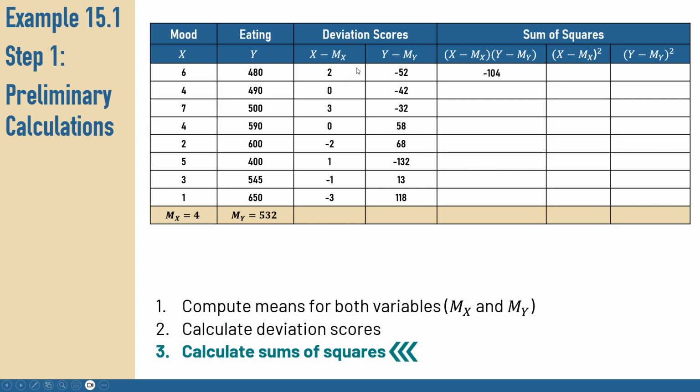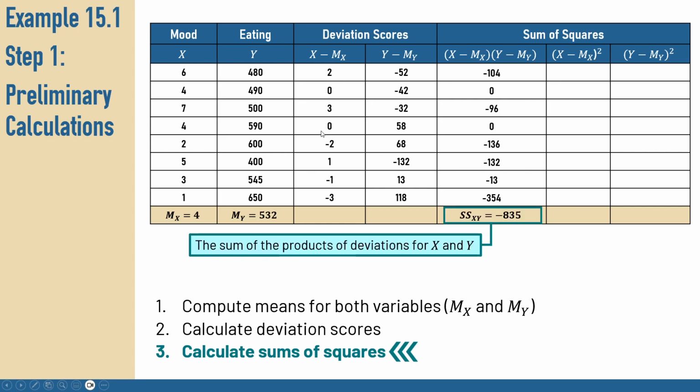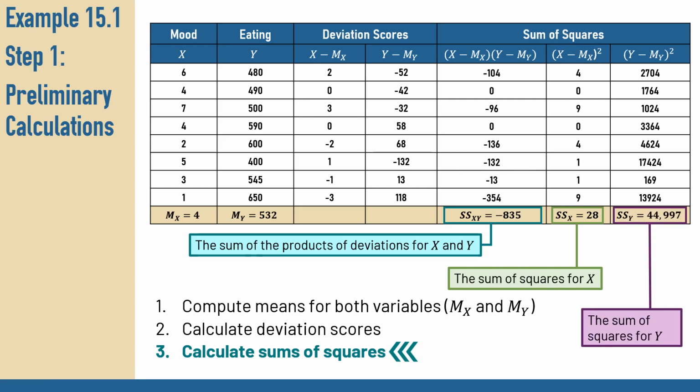Now sums of squares. So first we're going to multiply these two. So 2 times minus 52 is minus 104. 0 times minus 42 is 0, so on and so forth. Then we're going to square these values. Oh yeah, I'm sorry. This is the sum of the products of deviations for X and Y. There you go. So now we'll do this. Square 2 is 4, square 0 is 0, so on and so forth. Same thing for the sum of squares Y.